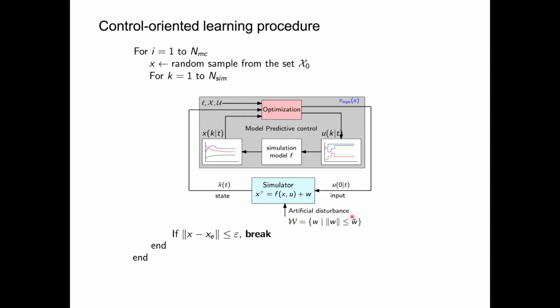The upper bound here represents a tuning parameter that can be interpreted as a measure of confidence in the nominal model predictions. The closed loop system is simulated until either the final time nsim or the equilibrium condition is reached within some tolerance epsilon. And this step is repeated for nmc number of randomly chosen initial states from this initial state set X0. And this gives us a total of nsim times nmc number of data points.